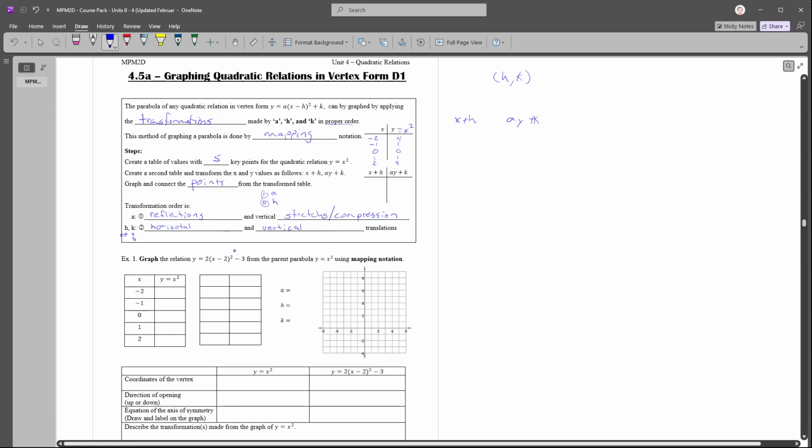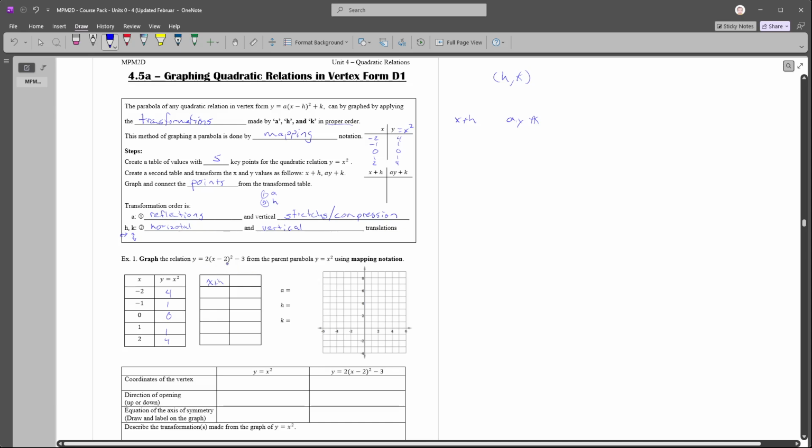So here we have a much more complicated equation than we're used to. I'm saying that we can solve all of the problems that we were doing before just by applying our mapping notation. Now, let's start off with our parent relation. So we have -2 all the way to +2, same x values that we always do. So we're going to end up with 4, 1, 0, 1, 4. Now, our first column is going to be x plus h.